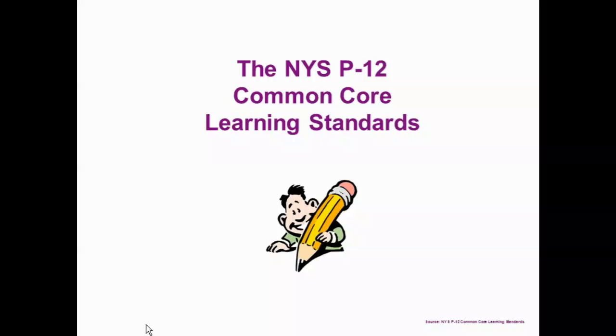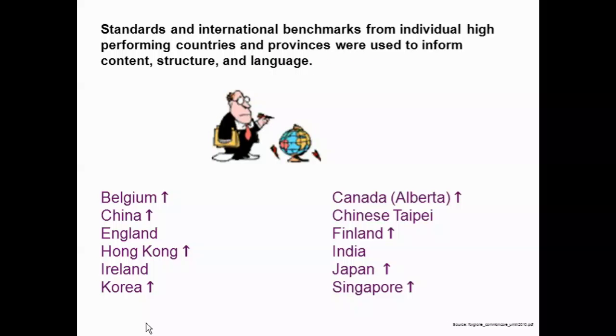One of the things we looked at was how the writing teams used research. And one of the things they looked at were standards and international benchmarks from high-performing countries and provinces. Because the question was, well, if we're racing to the top, then where is the top, and what does the top look like in our state, in the country, and then because we're all supposed to be 21st century globally aware people, what do they look like internationally?